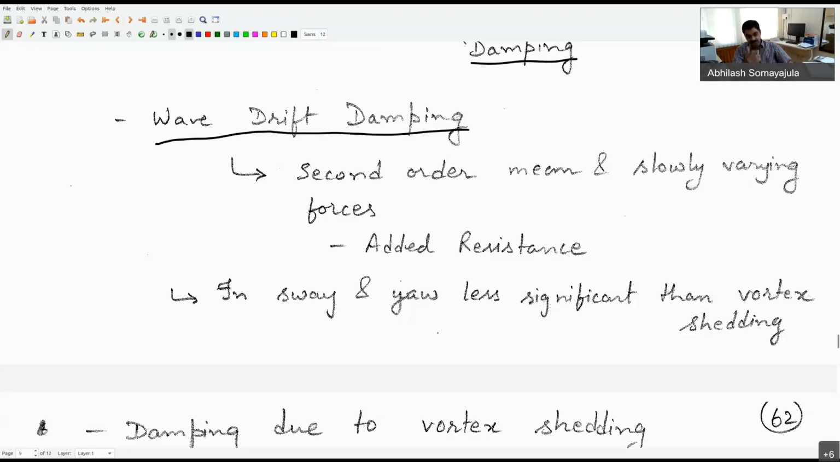Okay, and these drift forces need to be accounted for if we want to really model the full damping in the matrix, because these forces will tend to move your vessel in different directions. So that second order component is what we are considering here. That is why they are called second order mean and slowly varying drift forces.